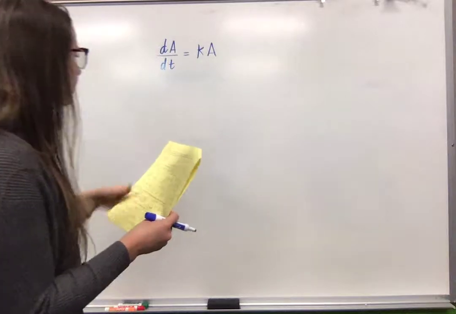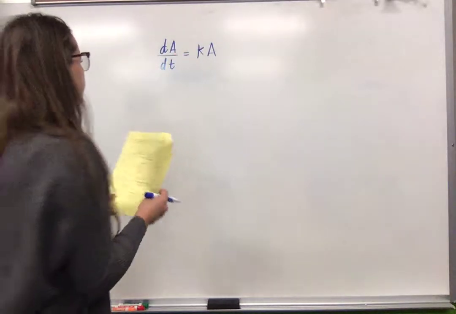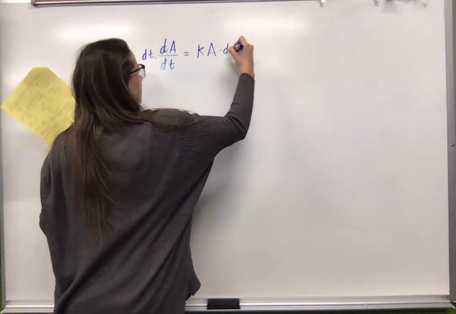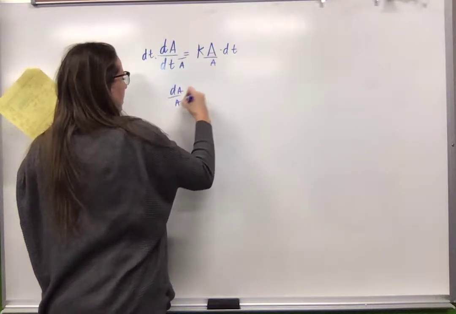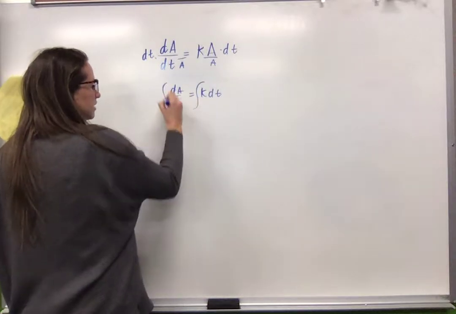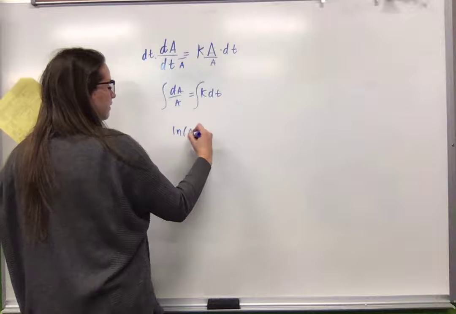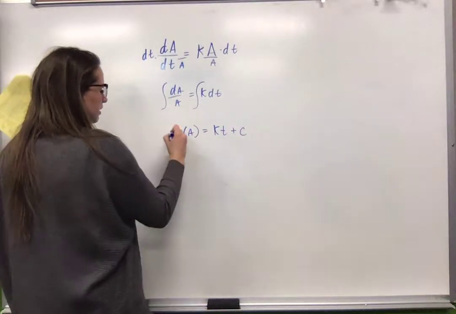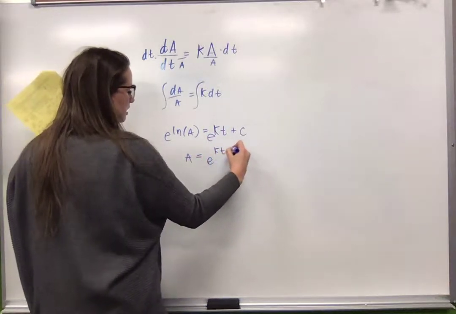And if you remember, if you separate the variables on this, you multiply both sides by dt. And then you need the A to come over here. So you end up with dA over A equals k dt. And then you just integrate that to get rid of the dA and the dt. So the integral of 1 over A is ln of A, and the integral of k is just kt. And then to get rid of this, we just take e of both sides. So we're left with A equals e to the kt plus c.